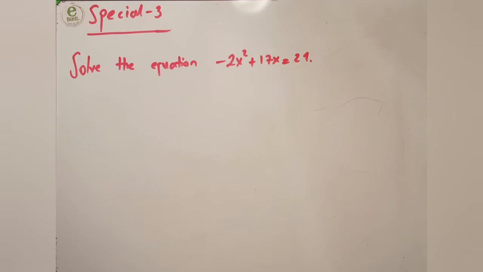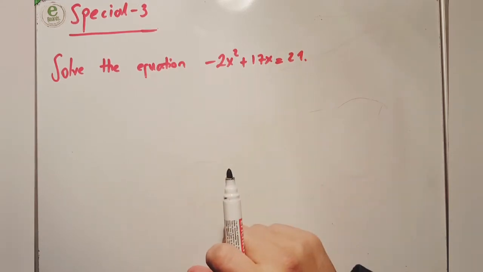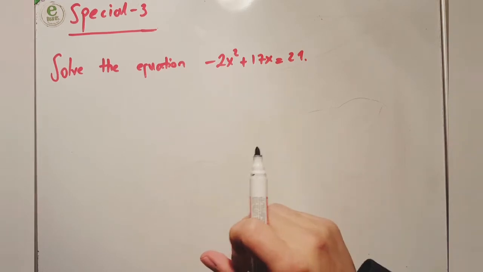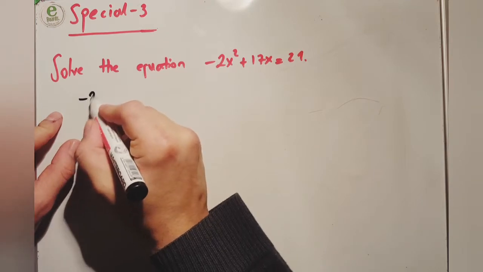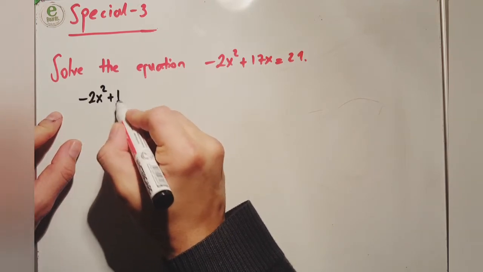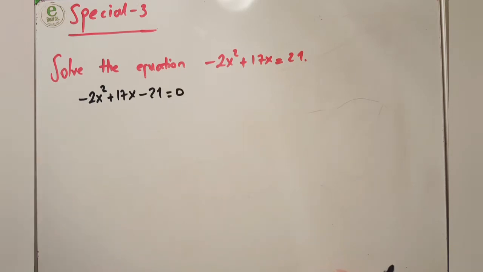And the question says, solve the equation negative 2x squared plus 17x is equal to 21. So first, we have to write the expression in quadratic equation form. To write it, I will take 21 to the left side. So it's going to be negative 2x squared plus 17x minus 21 is equal to 0.